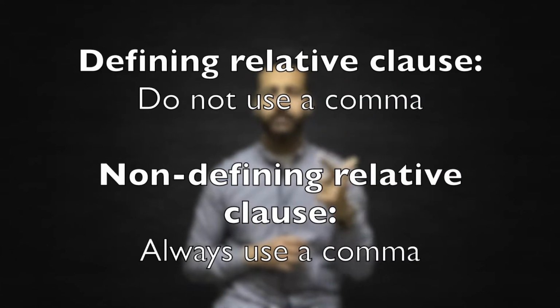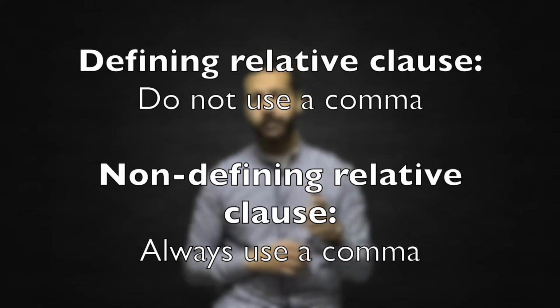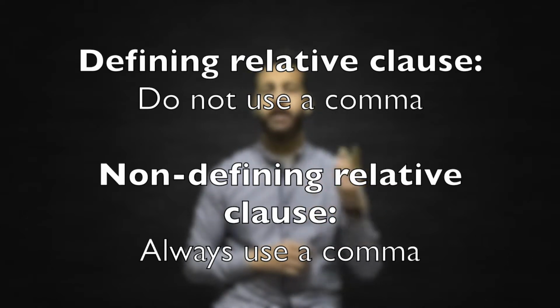For relative clauses, we have two types: defining relative clauses and non-defining relative clauses. With the defining relative clause, we do not use a comma, while with the non-defining relative clause, we always use a comma. If it comes in the middle of the sentence, we're going to use a comma before and a comma after it. If it comes at the end of the sentence, I'm going to use a comma before it. So let me give you an example and you'll figure out which is which.